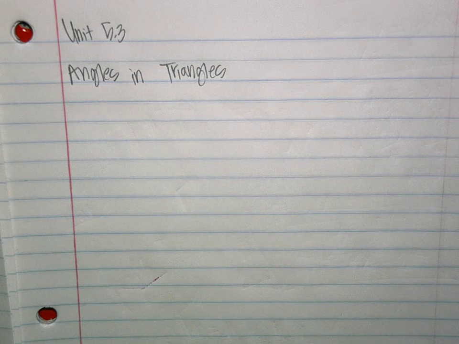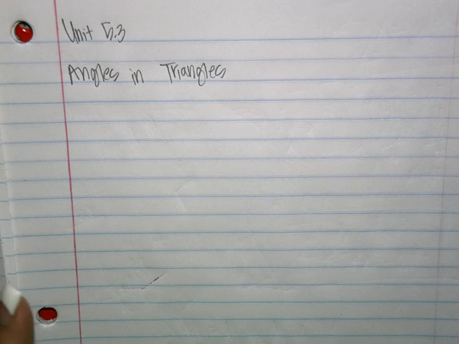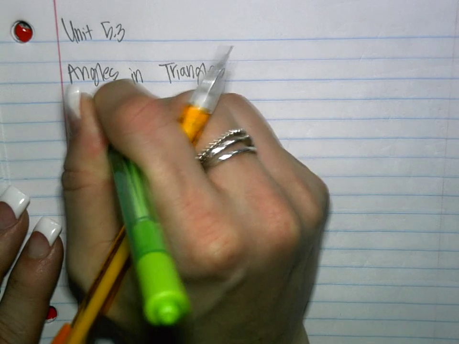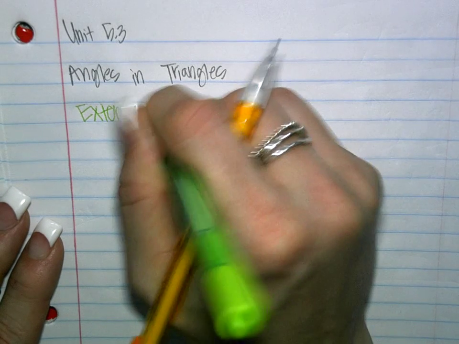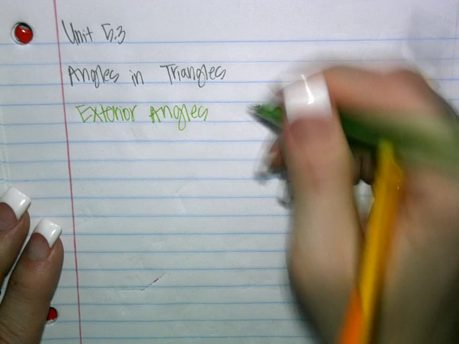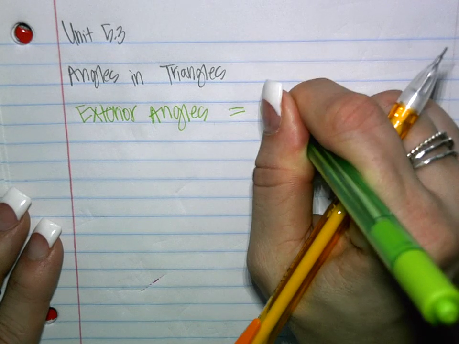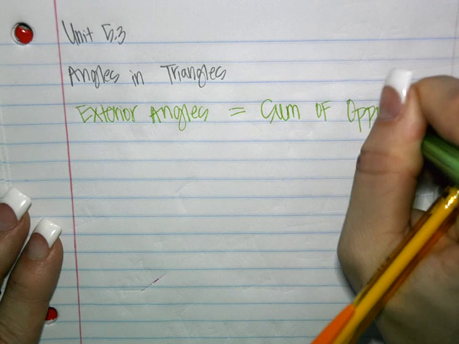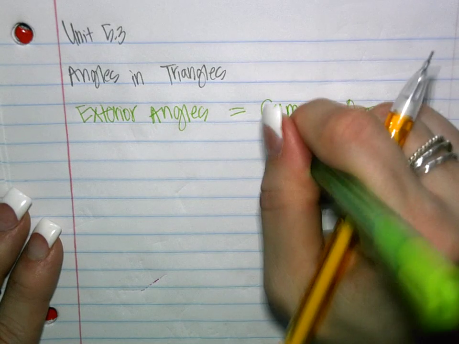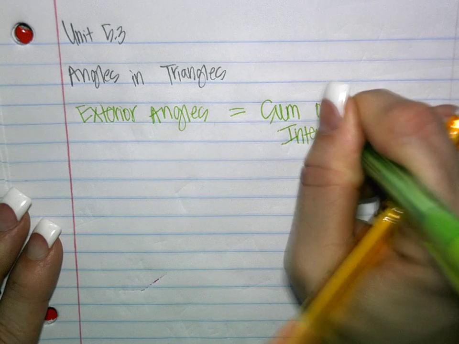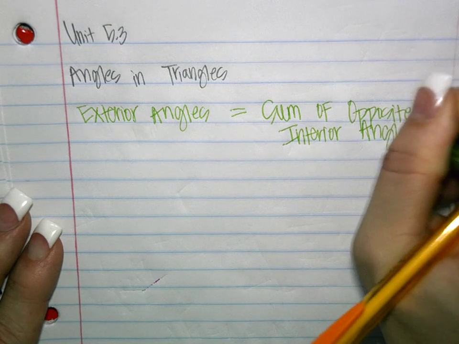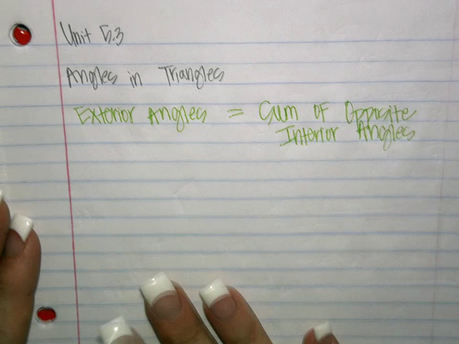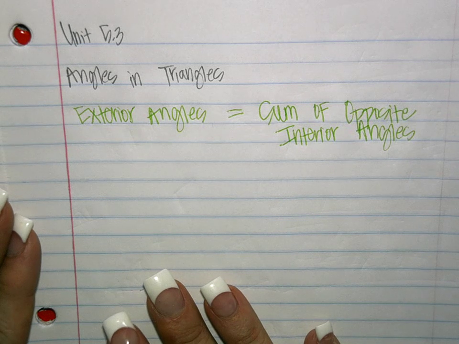Okay, so we have names for the angles in triangles. And you learned yesterday that exterior angles are equal to the sum of their opposite interior angles. Okay, we did that yesterday. This is not new. Exterior angles are equal to the sum of their opposite interior angles.